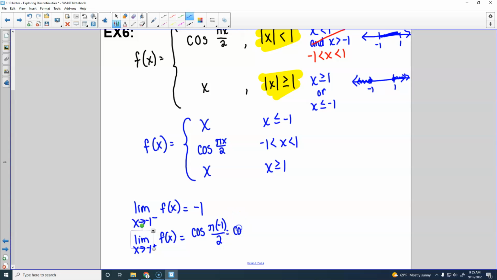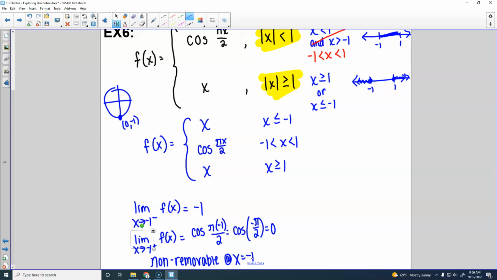That would give us cosine of -pi over 2. Unit circle: -pi over 2 would be right here. That's (0, -1). Which one is our cosine? This is 0, so we would get 0. So what does that tell us? Our limit from the left is -1, our limit from the right is 0. That's a does not exist for our limit. There's a jump. So we have a non-removable discontinuity at x equals -1.